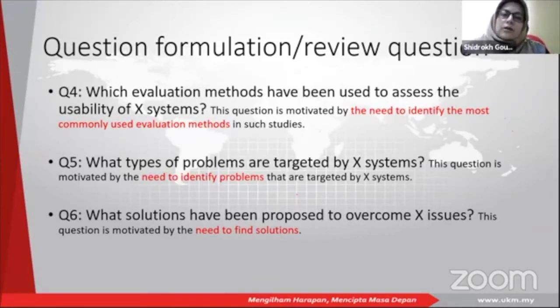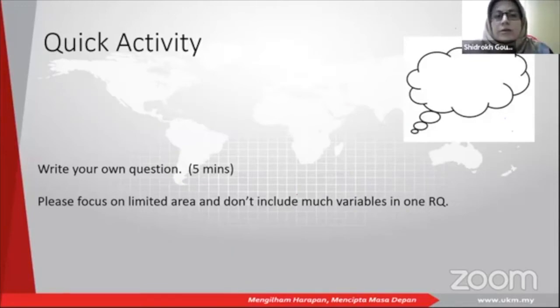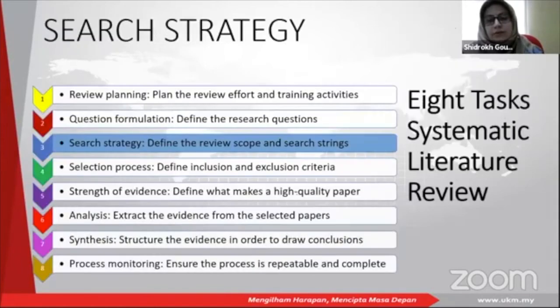Based on your subject, I want to ask you to prepare your review question and please send it to me, and we can discuss and read it. I can receive your review question and in parallel we can work on this. If you are interested, please prepare your review question and focus on your limited area, your scope. And as I mentioned before, please don't include many variables in one review question. After this presentation, we can evaluate your questions.